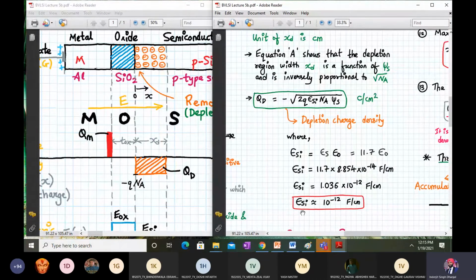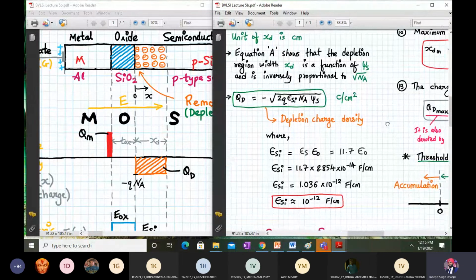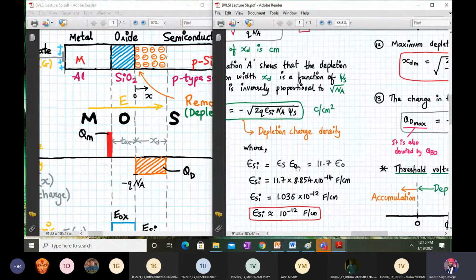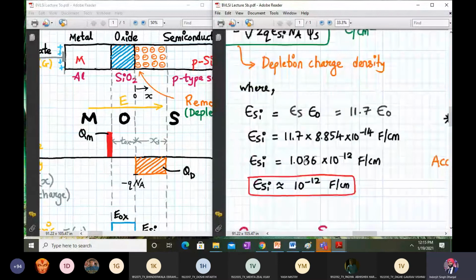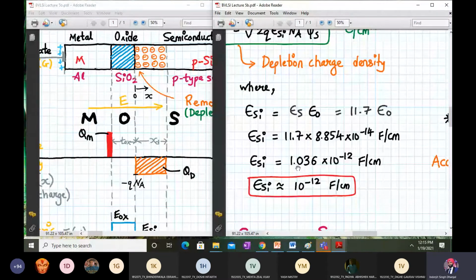If they give the value of this permittivity for silicon, we will have to use that value, or else we can directly substitute it, because it is 1.06036 into 10 to the minus 12. 10 to the minus 12 itself is very small, so we can approximate this as equal to 10 to the minus 12. From henceforth in numericals also, if you see this constant, you can directly substitute it as 10 to the minus 12.